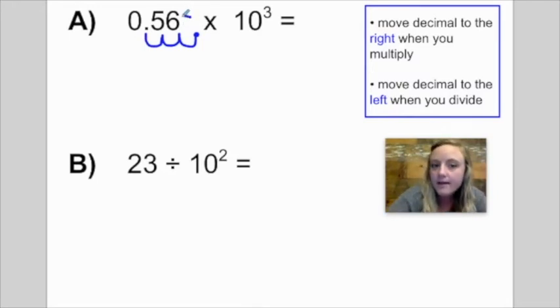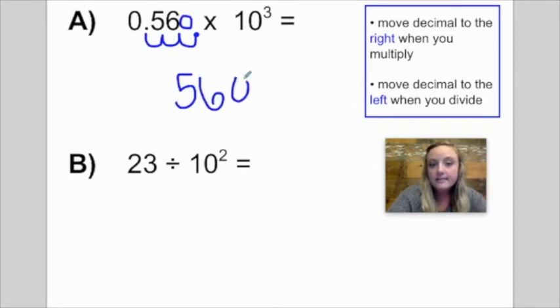I need to fill that in with a 0 because when I move this decimal point all the way here, my new answer is 560. Remember, I could check my work if I wanted to practice and multiply 56 hundredths times 1,000 because 10 times 10 times 10 is 1,000.